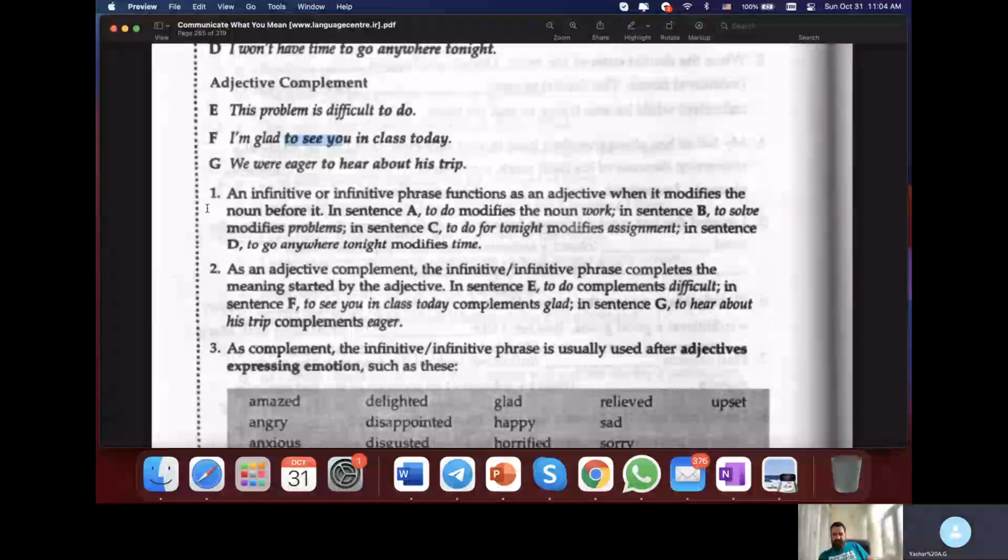As an adjective complement, the infinitive phrase completes the meaning started by the adjective. In sentence E, to do complements difficult. In sentence F, to see you in class today complements glad. In sentence G, to hear about his trip complements eager.